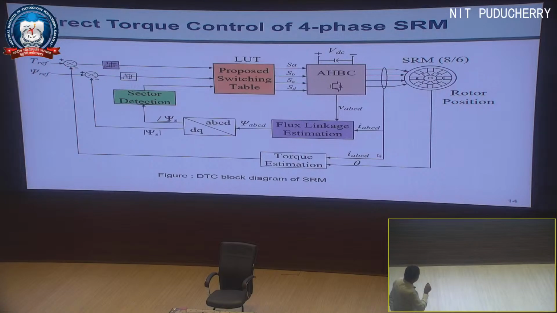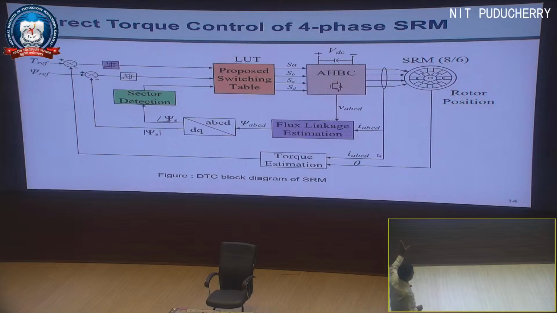conventional one. Depending upon which sector the stator flux vector is in, accordingly we already have a lookup table made. If the stator flux vector is in sector 1 or sector 2, accordingly the pulses are generated for the asymmetric bridge converter, and accordingly it will be given to the SRM. But the feedback will be current sensor and the position.